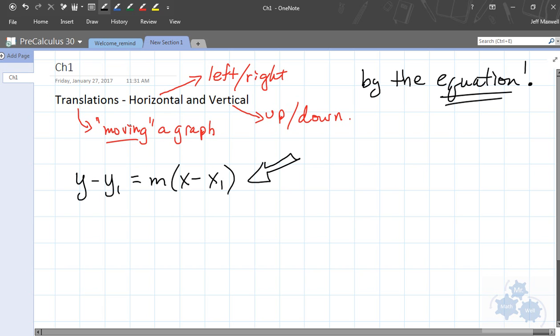Okay, you see m is what? Slope. And we have x1, y1, that refers to a... not intercept, it's point-slope form.